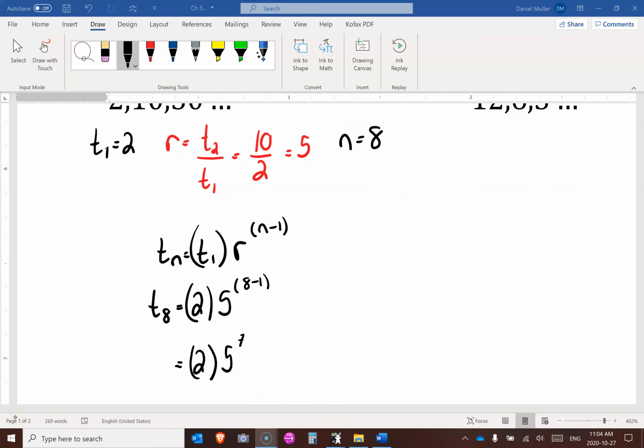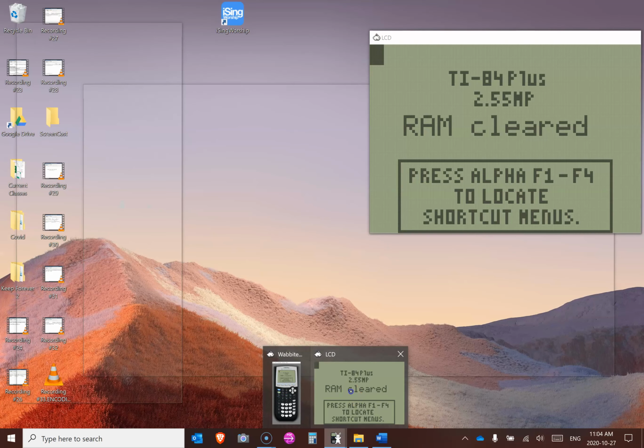And this is why we're using a calculator, because 5 to the 7 is 5 times 5 times 5 times 5 times 5 times 5 times 5, and it just becomes really tedious. Especially, 8 is not bad, but later on we're going to go 35. Who wants to do 5 times 5 times 5, 35 times? So you can bring up a calculator here.